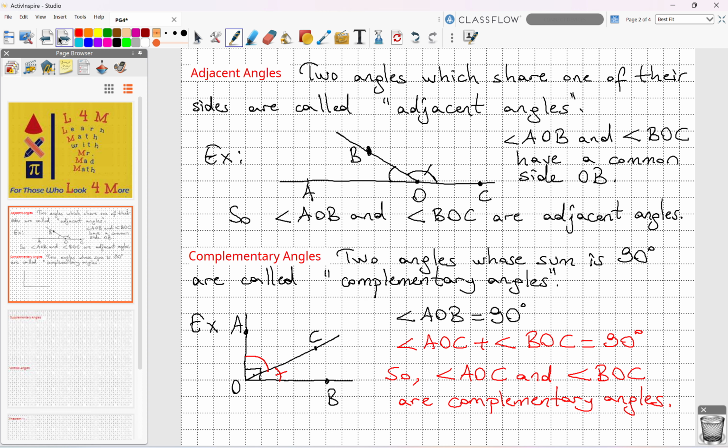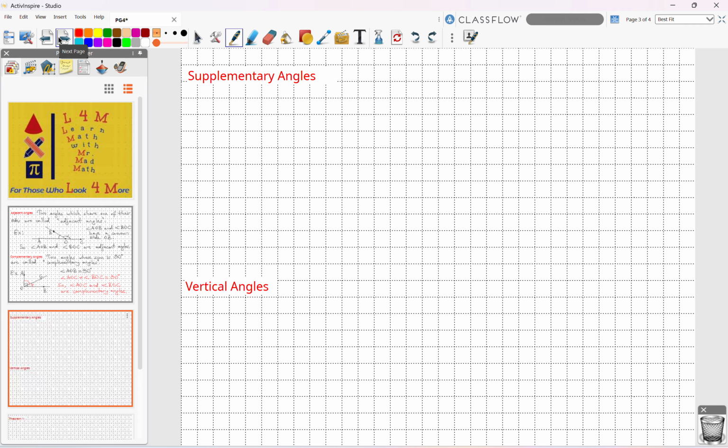Now we have a similar pair of angles. This time they are called supplementary angles. Two angles whose sum is 180 degrees are called supplementary angles.